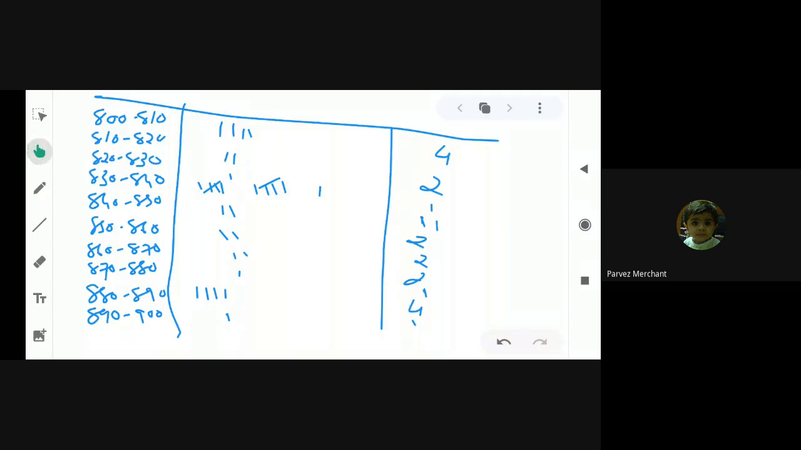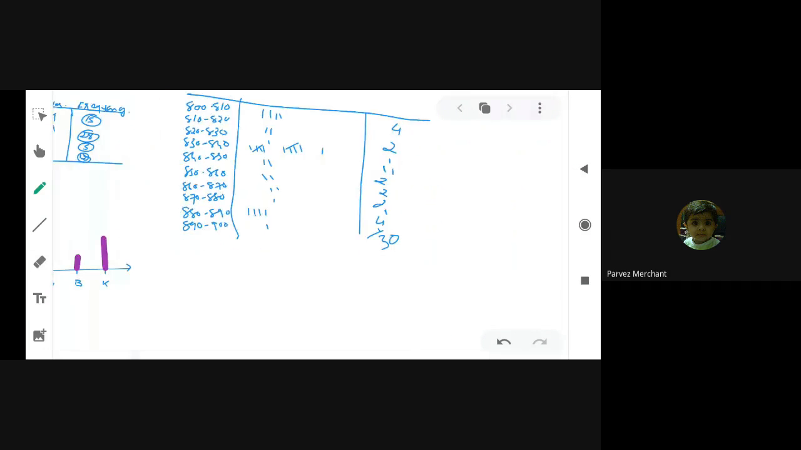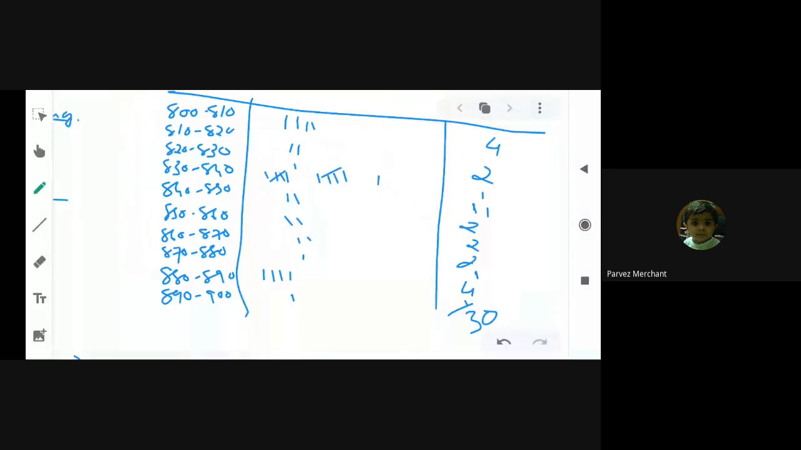Okay, now count it. Is this 30? Please count it. 4 plus 2 is 6, 6 plus 1 is 7, 7 plus 11 is 18, 18 plus 2 is 20, 20 plus 2 is 22, 24, 25, 29 and 30. Yeah, it is 30. Okay, so this is the frequency table with tally marks. Are you getting it? Write down question number 3. Write down fast.